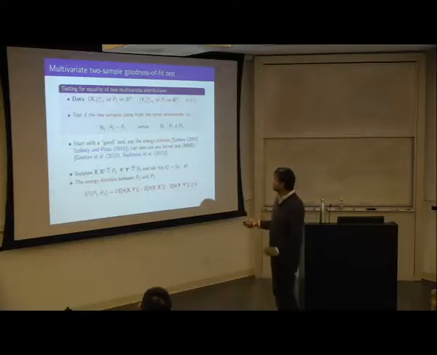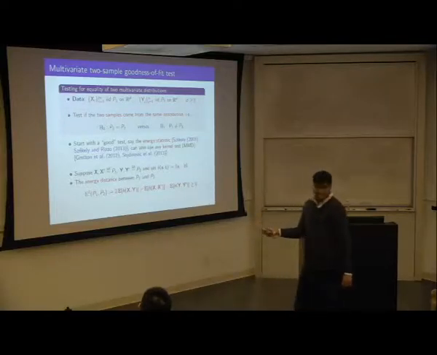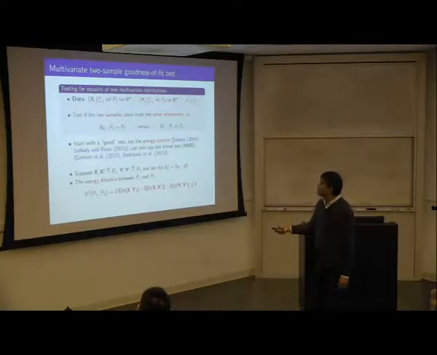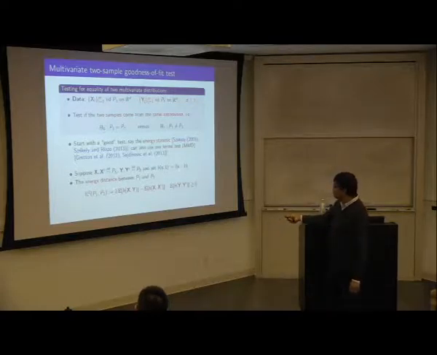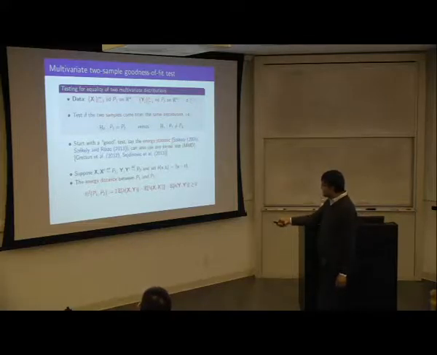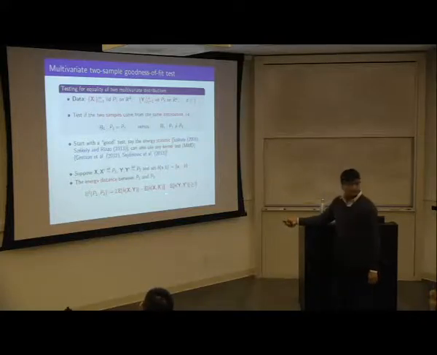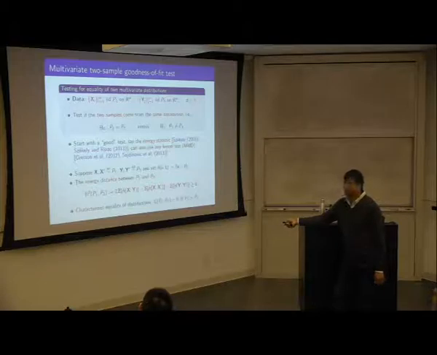So the energy statistic, or the energy distance between two distributions, P1 and P2, is basically something like this. Note h of s, t is just the norm of s minus t. So it's the expectation of the norm of X minus Y, minus the expectation of the norm of X minus X prime, where X prime and X are IID copies from P1. You can show that this is always non-negative. Why is it important in the two-sample problem? Because it is zero if and only if P1 is equal to P2.